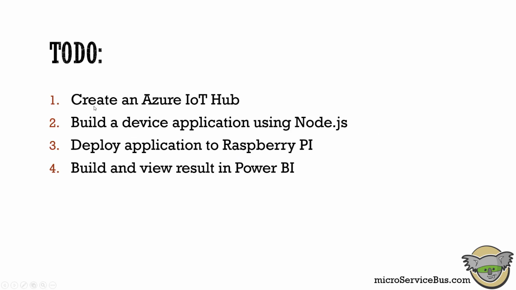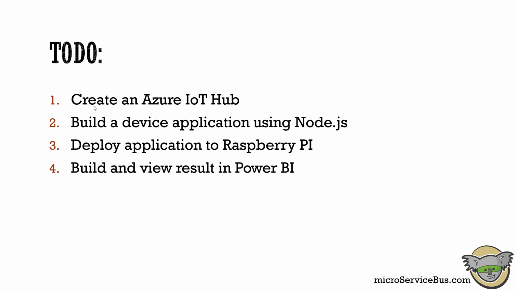So to do all that, we need to create an Azure IoT Hub and an Azure Stream Analytics job. I've already done that for you, but I'm going to show you the steps of how to create those before we begin. And then we're going to build our application. We're going to do that using Node.js and JavaScript.